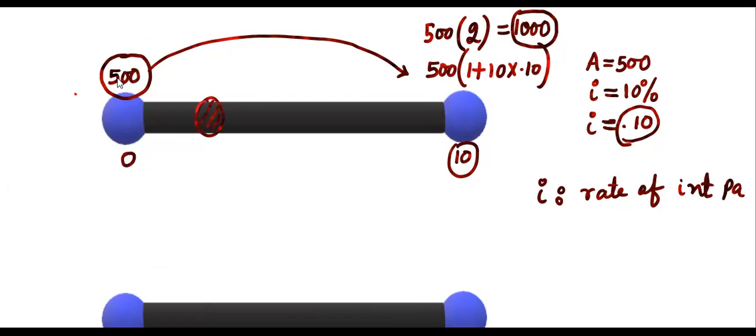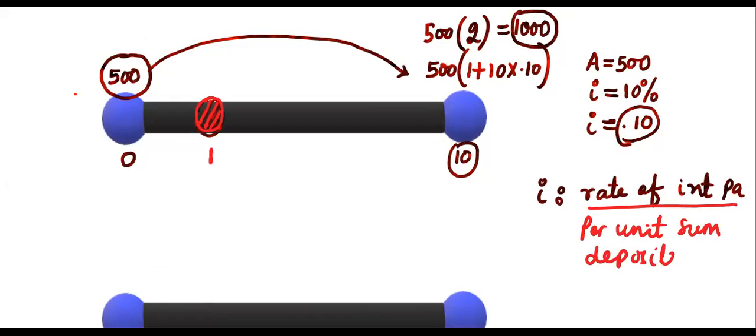let me write 1 here. After 1 year, we'll see how much interest you should get. Rate of interest per annum per unit sum deposited. If I write unit sum deposited, if you deposit one amount, then i will be the interest. If you deposit 1, you get 1.10, that means 10 paisa. That is the extra amount you get. i is 10 per 100. So 10 paisa per 1 rupee. So unit sum assured. That's why we write this way.